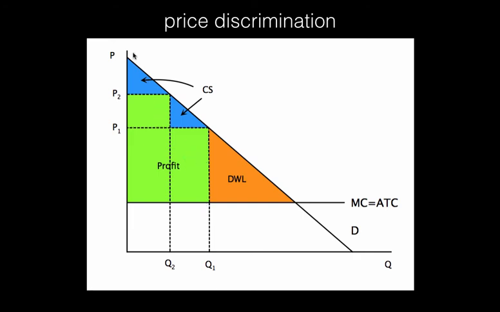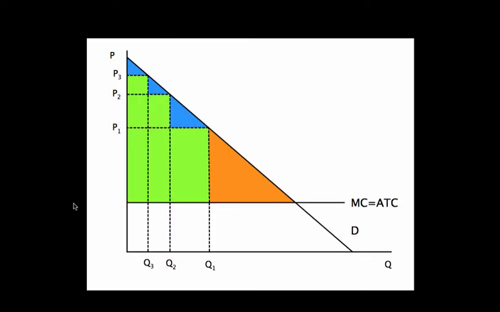There were still some people who were willing to pay even more than P2, and that's why they're left with some consumer surplus. There were some people over here who ended up paying P1 who were willing to pay more. They're paying P1, so they still have some consumer surplus. But this firm was able to cut into this consumer surplus and turn it into profit by price discriminating. So we still have this deadweight loss over here. Let's add one other price to the high end here, and this is still green is profit, blue is consumer surplus, this is deadweight loss over here.